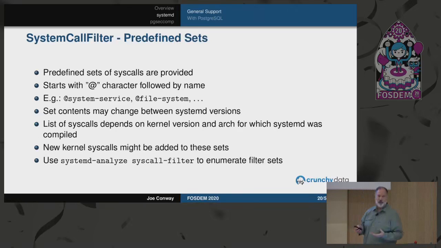One of the things in systemd that at first looked kind of neat, but later on I decided was not as useful as it seems, is that it has these predefined sets of syscalls. So you can say, I want to allow all of the system service syscalls, or I want to allow all the file system syscalls. On the surface that sounds like it would be convenient. The problem is that the list of syscalls in those sets could vary from systemd version to systemd version, could vary from kernel to kernel. There's a lot of variability. Without inspecting it carefully, you don't know what you're getting. And if you combine that with the difficulty of figuring out what syscalls you need to allow, I just ended up not wanting to go there. There is this systemd-analyze syscall-filter that will let you enumerate the actual syscalls that are in the filter sets.